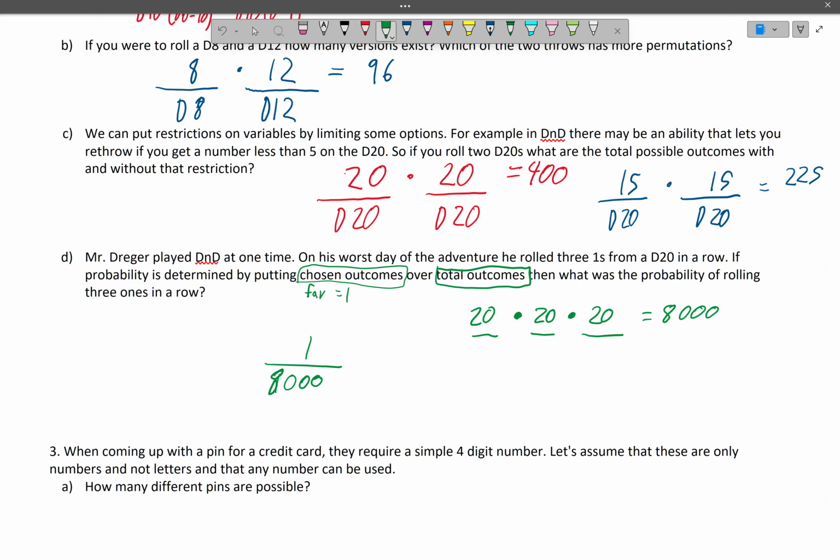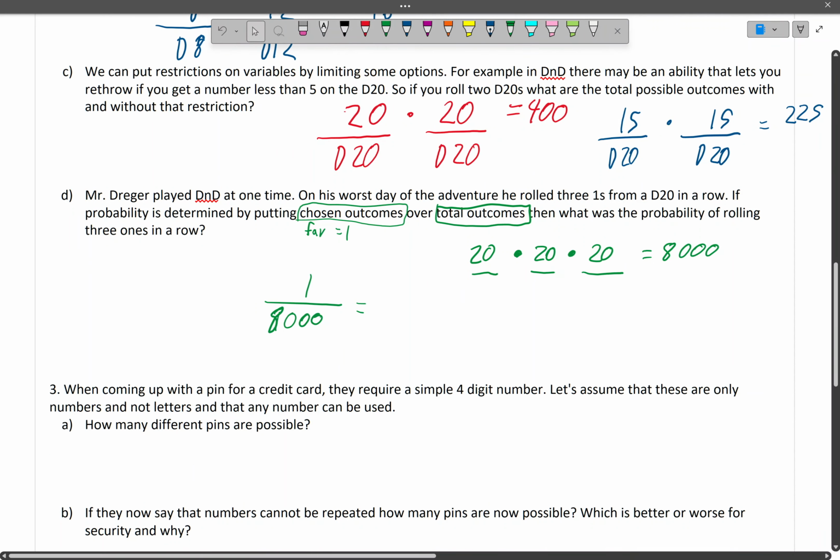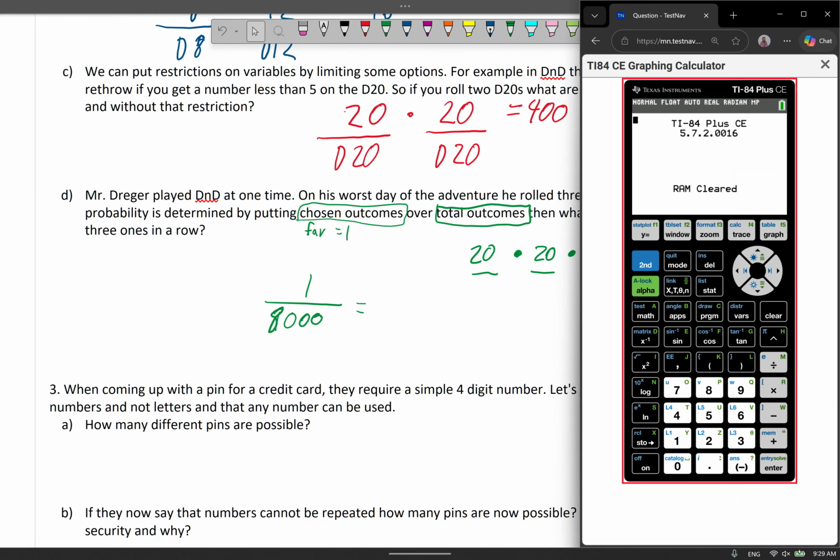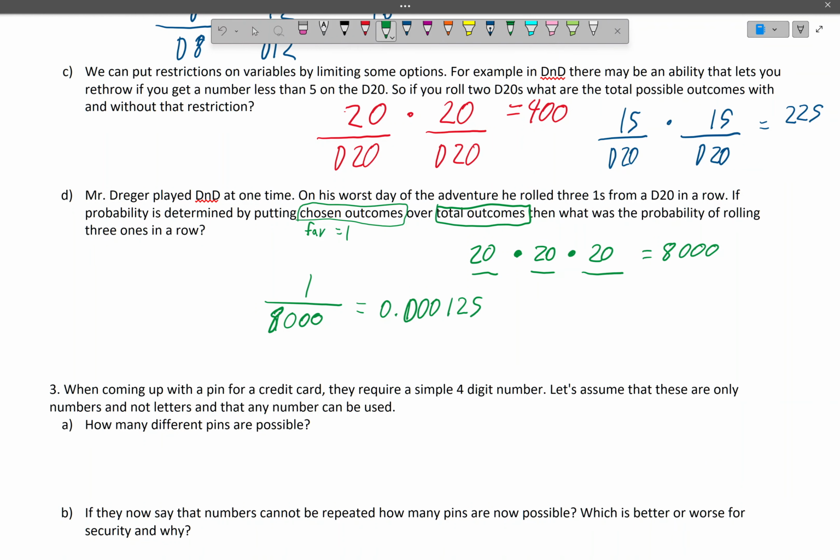So 1 over 100 is like 1% chance. This was significantly lower than 1%. It was less than 0.1%. It's very unlikely. So there's my answer. Not great. If you wanted to, you could actually divide this like that. Or if you wanted in percent, it would be like this. So pretty bad outcome there to roll 3 1s in a row.